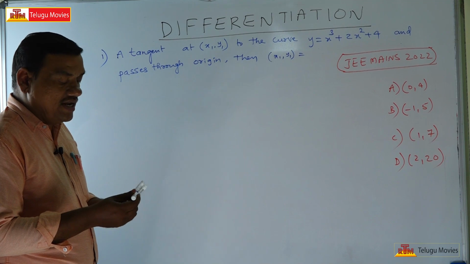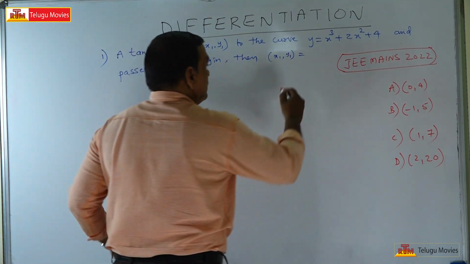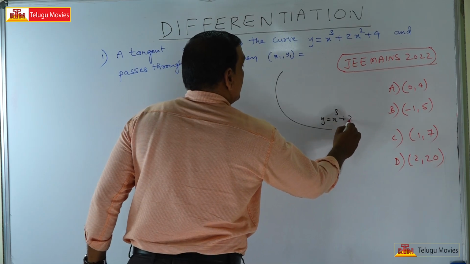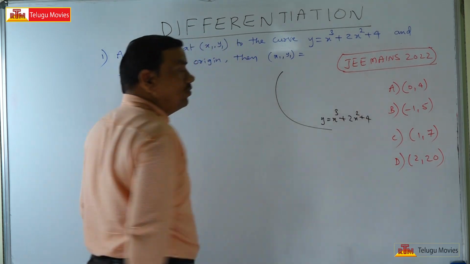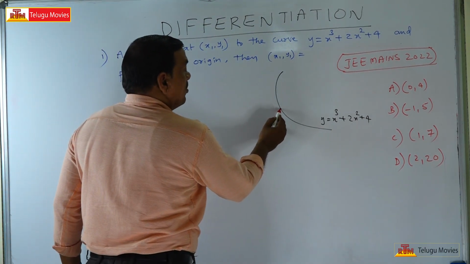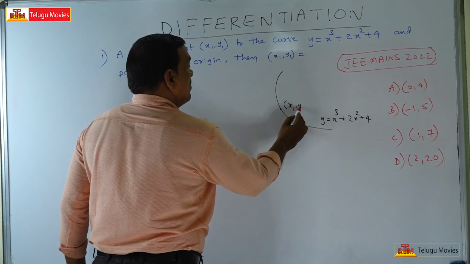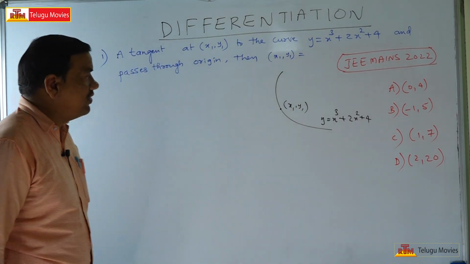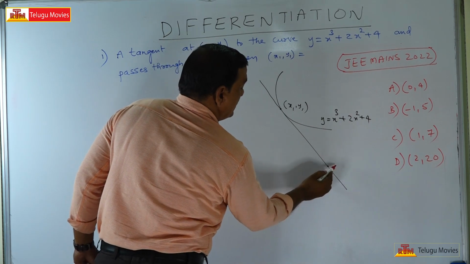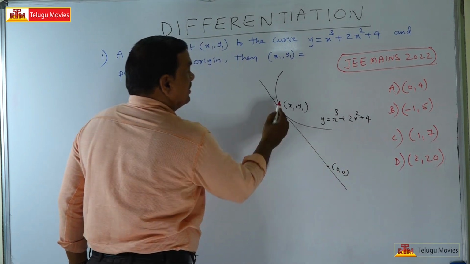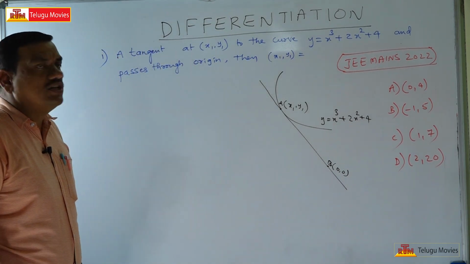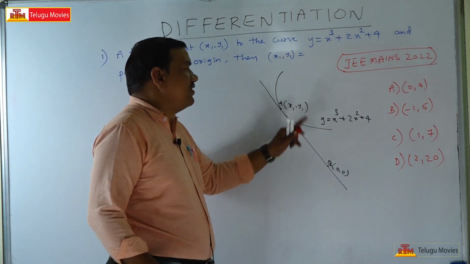There is a curve, and its equation is y is equal to x cube plus 2x square plus 4. There is a point on this curve, that is x1 comma y1. At the point x1 comma y1, there is a tangent. This tangent also passes through the origin. Then we are asked to find the x1 y1 value.